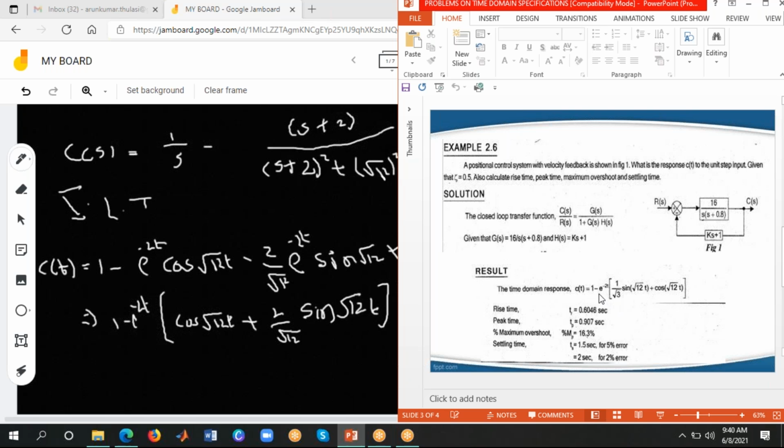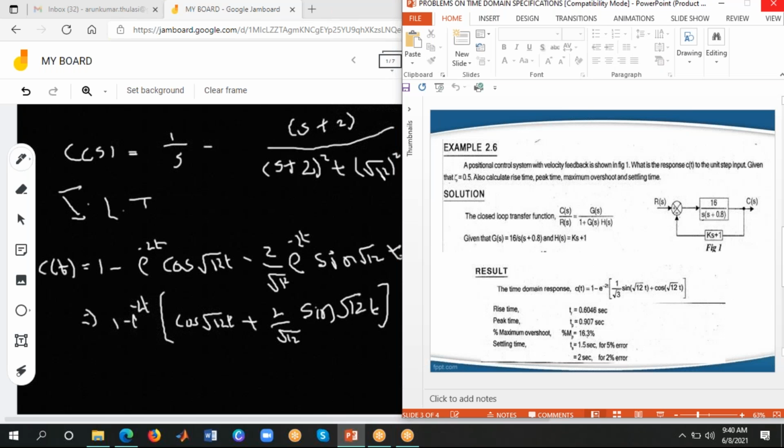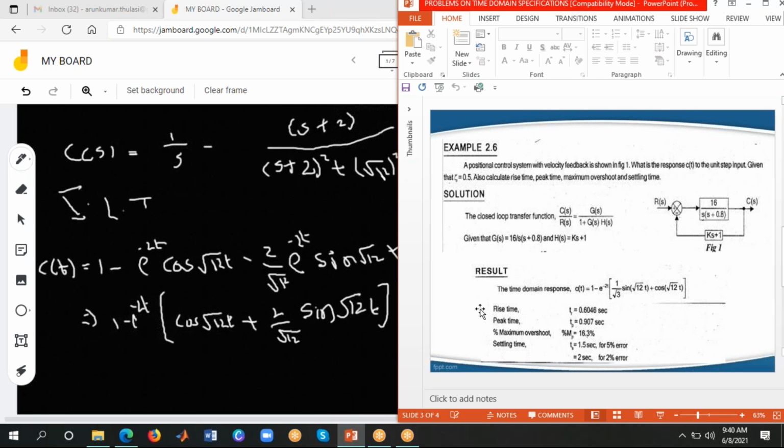See here, 1 minus e power minus 2t. Here, 1 by root 3 comes because root 12 is written as root 4 into 3, okay? When root 4 comes out, we get 2, and when the 2 cancels, we get 1 by root 3, okay? Sorry, plus cos root 12t. So this is the response.